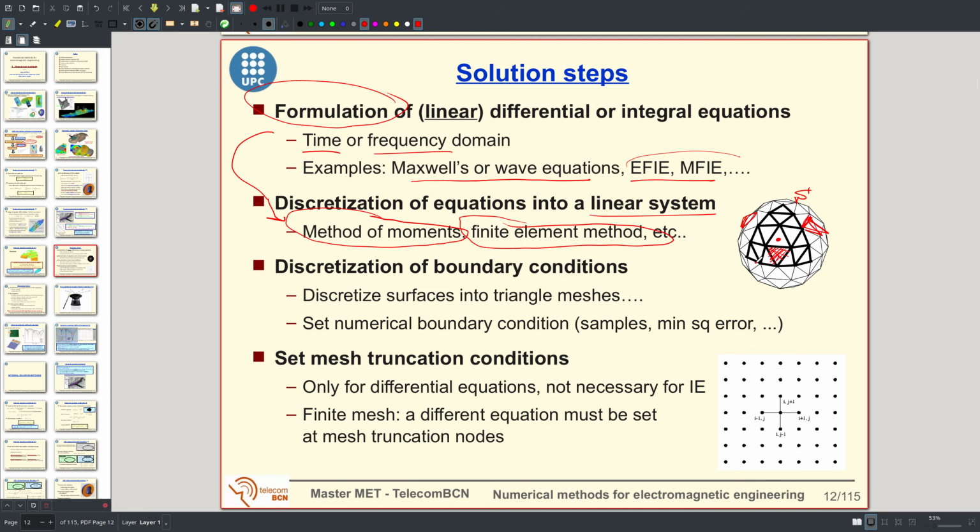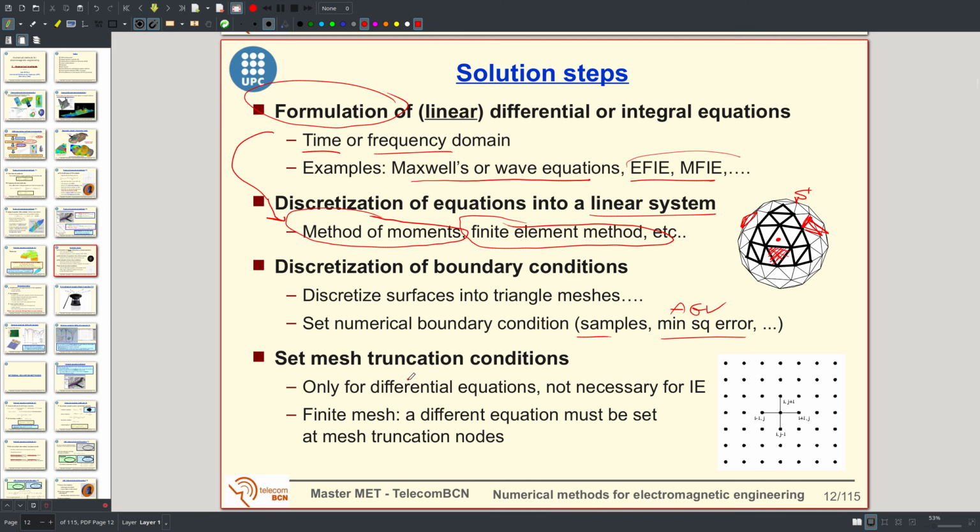the average square error inside the triangle. The average square error inside the triangle in the boundary condition is a number, and then you set this number into the linear system. So you have to discretize the boundary conditions that are equations into numbers, but whatever methods: samples, average, minimum, minimum square error, or whatever, okay?